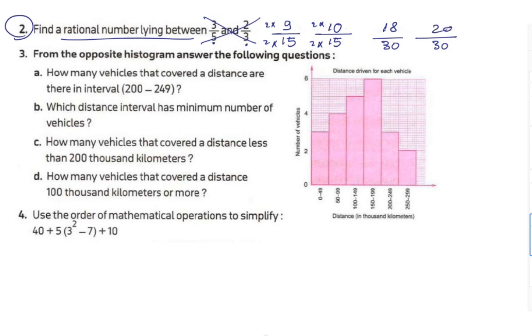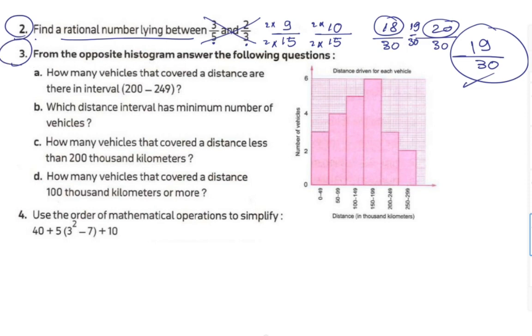What do we note? We note that in between 18 and 20 we have 19. But 19 over what? 19 over 30. He asked us to find just one number, so this number is 19 over 30, the correct number.